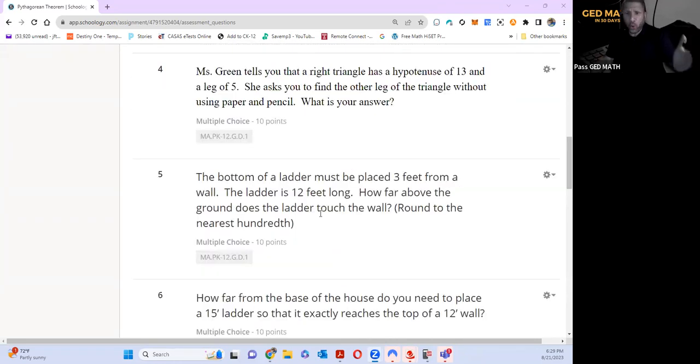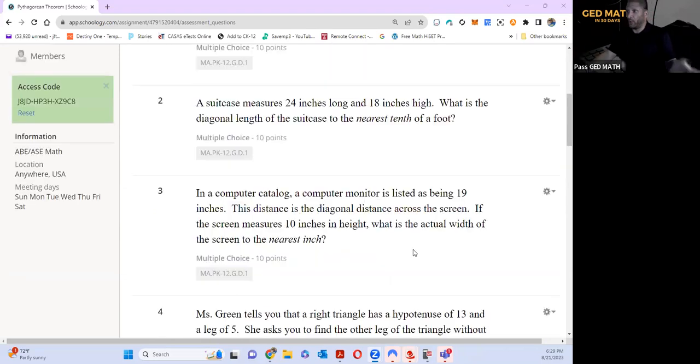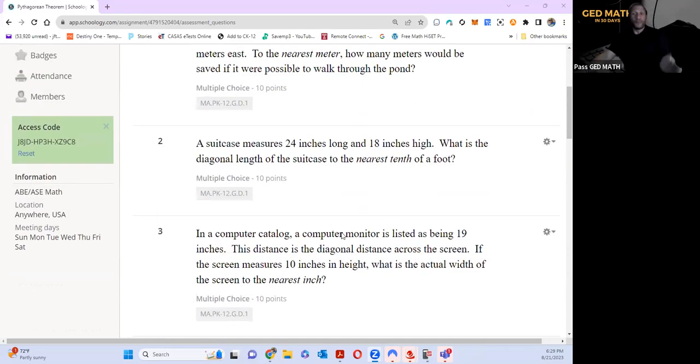So you're looking for keywords. What is the diagonal? If you see diagonal, you know that has something to do with a right triangle. It's keywords. All these are very similar. But when you get to your exam, you're going to notice those problems. You're going to know right away, that's a Pythagorean theorem problem.